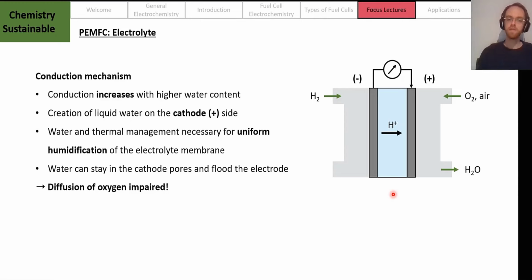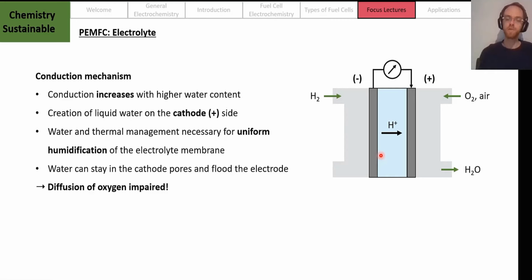This means we can use this water being created on the cathode side here, so the plus side, to moisturize our electrolyte. So the ideal situation would be a uniform humidification of this electrolyte, so we have regions of equal conductivity.